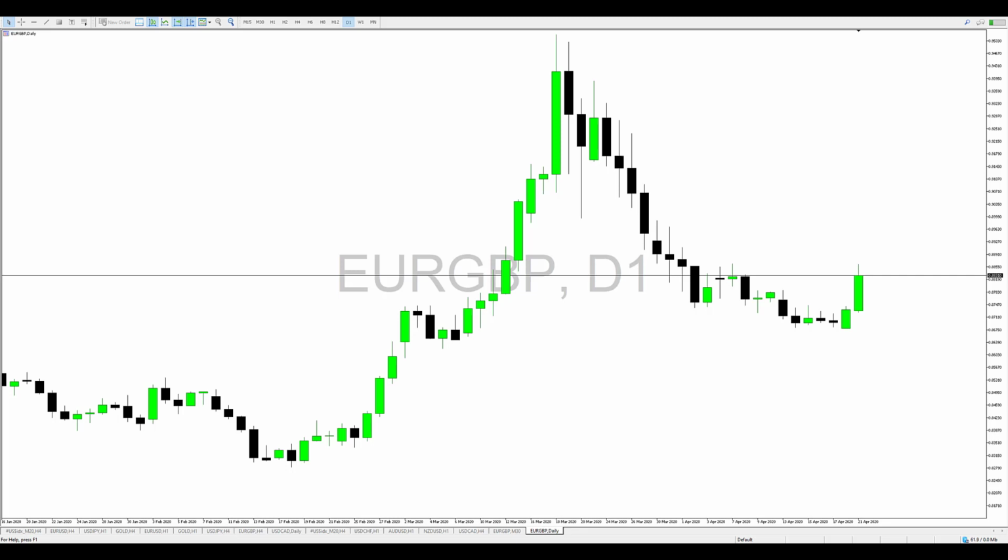So what is an expansion? An expansion, or an impulsive price move, is when price moves quickly away from a level of equilibrium of the range. So basically, an expansion is when price is in a range and you notice an impulsive move from a level which is 50% of the range. That is what an expansion is, and I'm going to show you how you can benefit from that.